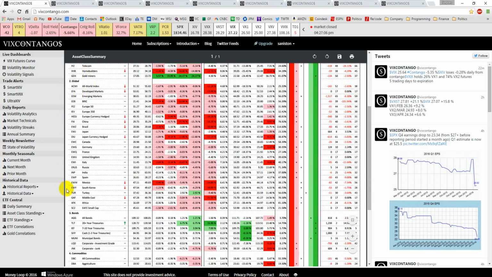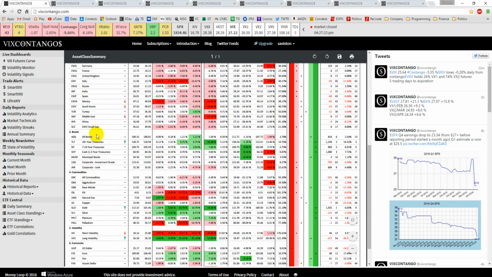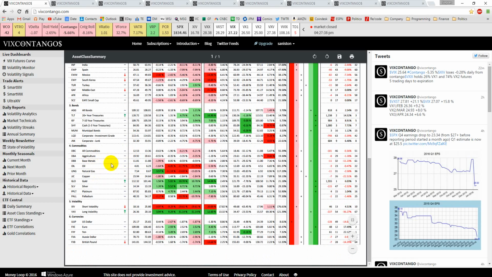In the second section here we have international stock indices. We have some aggregate stock indices such as the All World Index, Developed Market Index, Emerging Market Index, as well as individual country ETFs, which are ordered by the size of their economies. Then we have a section for bonds. We have the All Bonds Index, the 20-year treasuries, 10-year treasuries, muni bonds, investment grade corporate bonds, and junk bonds. Then we have a section on commodities with the All Commodities Index, Agriculture Index, base metals, oil, nat gas, copper, gold, silver, etc.